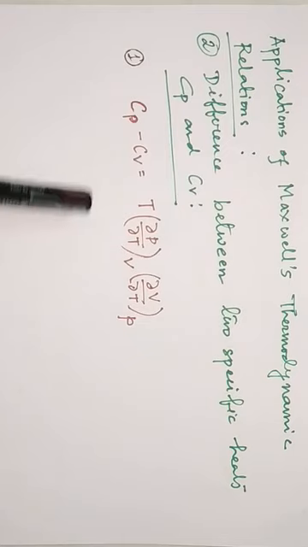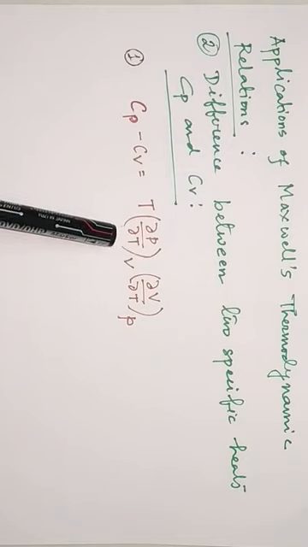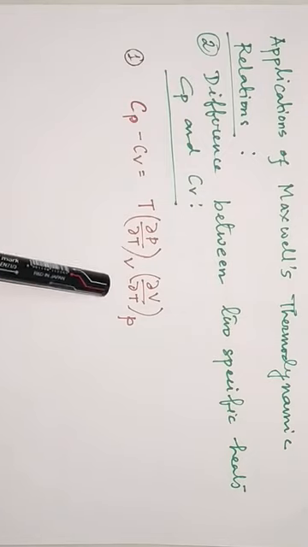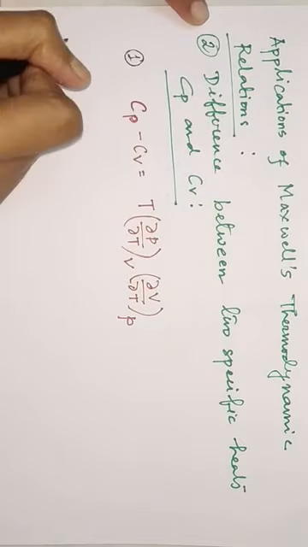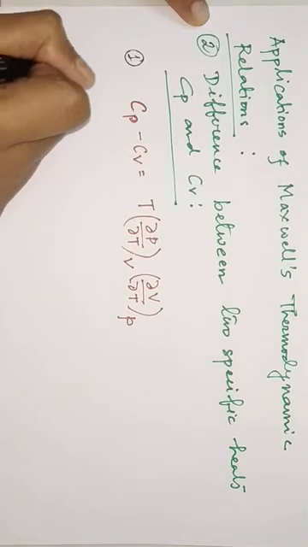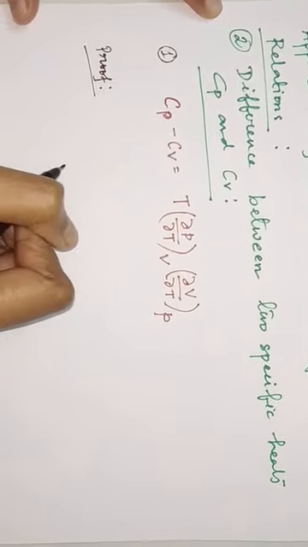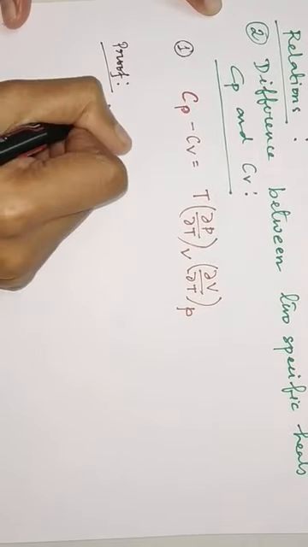The first one is this one, where Cp minus Cv is equal to T (del P/del T at constant V) into (del V/del T at constant P). Okay. So now we'll prove this, show that Cp minus Cv is equal to this expression. So we'll start like this.